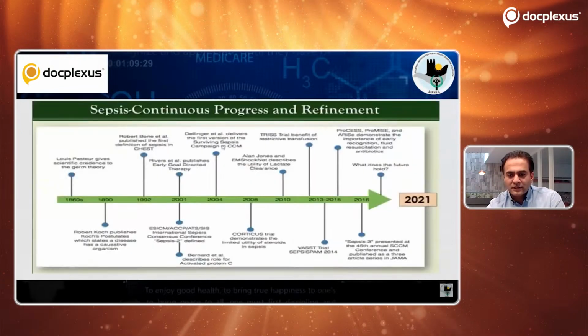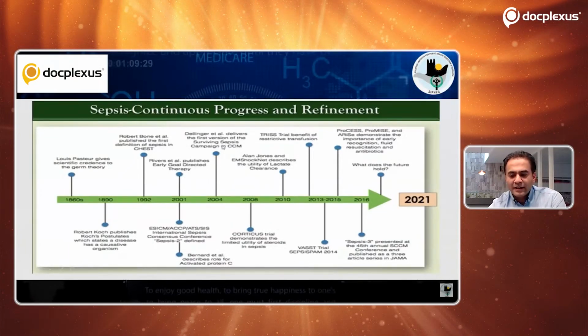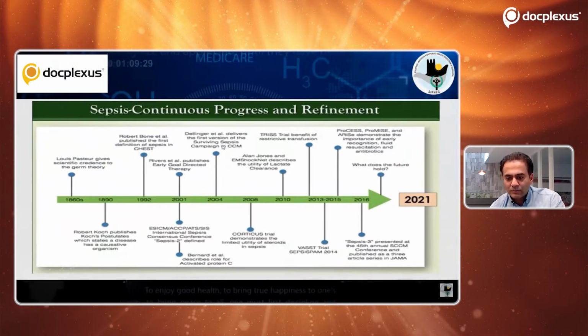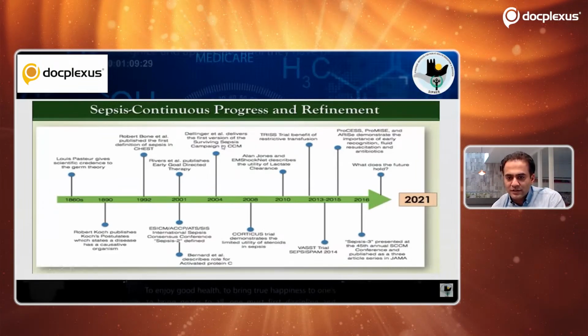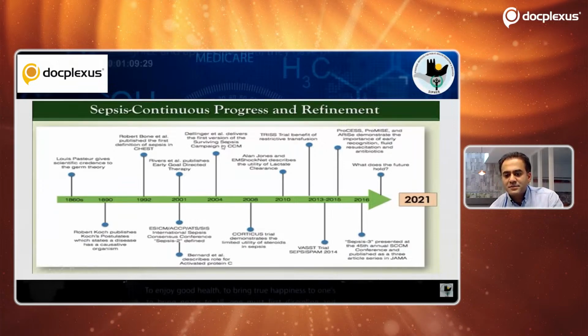So let's kickstart our presentation. I will start with the history part. Sepsis dates back to the 1860s, when Louis Pasteur gave credence to germ theory, when he said that the food that is getting spoiled is spoiled by microorganisms that are invisible. So the culprit was then identified: these microorganisms, which can be bacterial, are invisible to the naked eye. Then in 1890, Robert Koch postulated that every disease has a positive organism. Then in 1992, the first definition of sepsis came into being. We called it Sepsis-1.